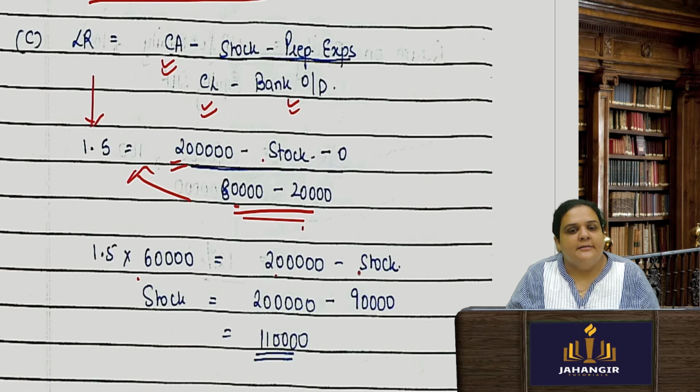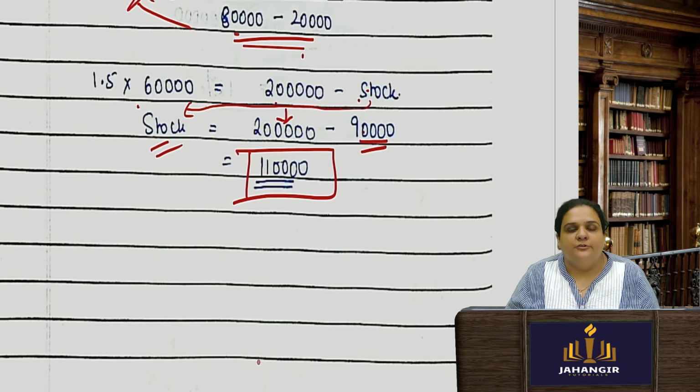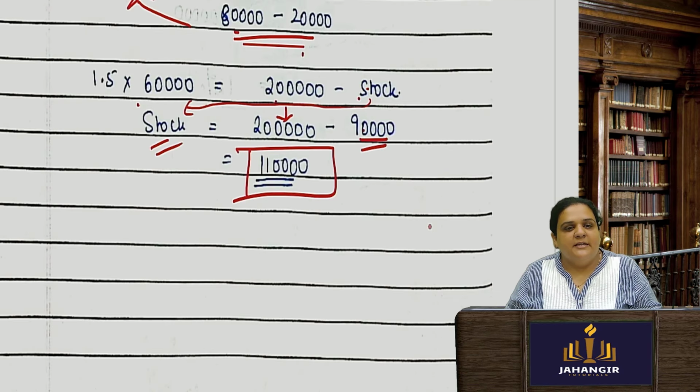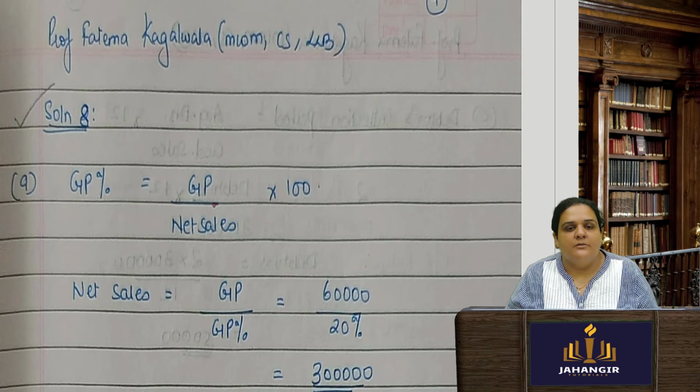And 2 lakhs minus stock. When I'll bring stock on this side, negative will become positive. 2 lakhs minus 60 into 1.5 is 19. So stock is going to be 1,10,000. Okay, so I got current assets, current liabilities and stock. Fixed asset and proprietary, they are just given to me to confuse. Okay, done. All the amounts are here.